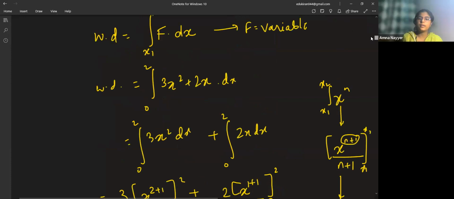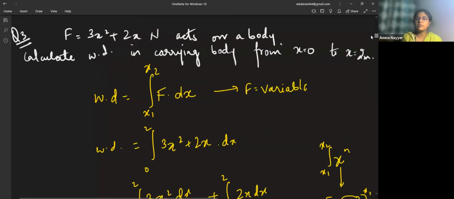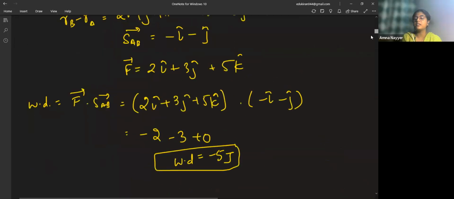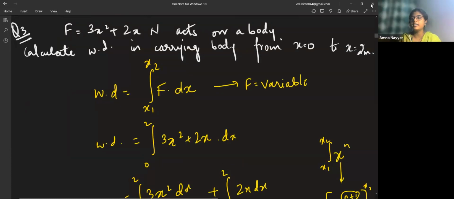Note down this question as well. Note down the formula. In today's after class assessment, the questions will be based upon this. Work done is equal to F S cos theta, and work done is equal to the integral of F dot dx from x1 to x2. So use these two formulas and you will be able to solve all the questions. It's just that you have to identify when the force is variable and when the force is constant.